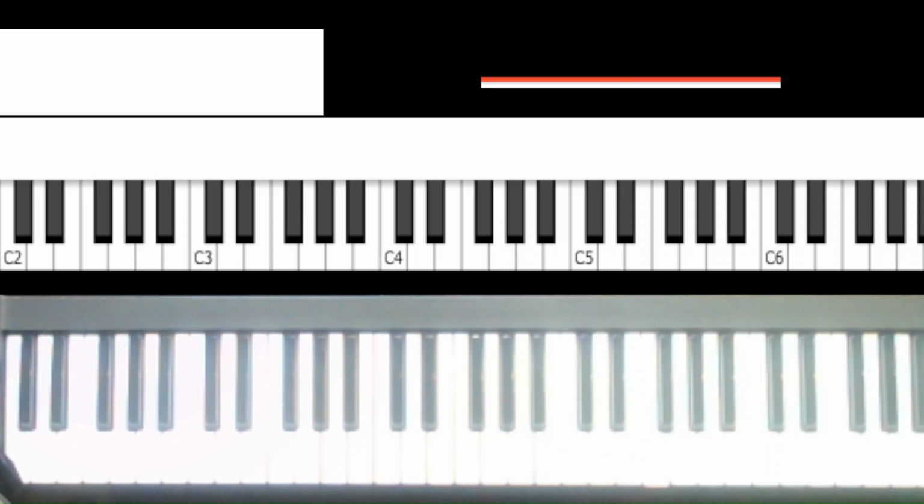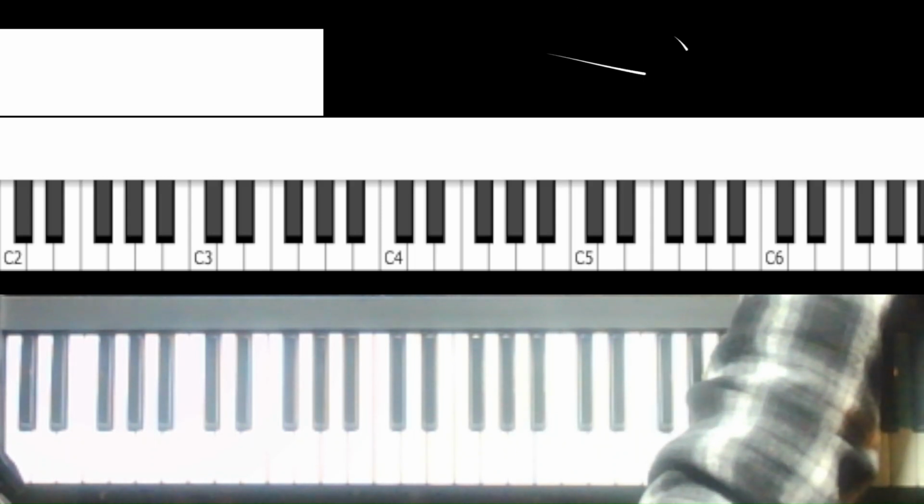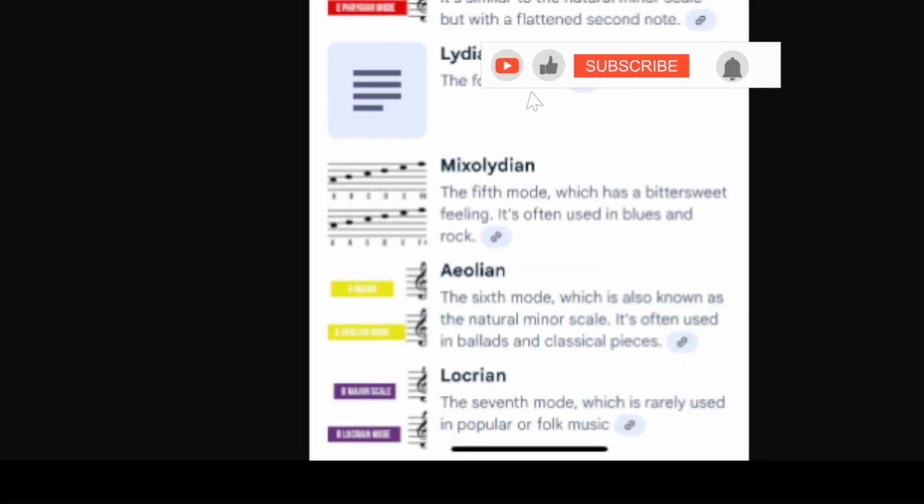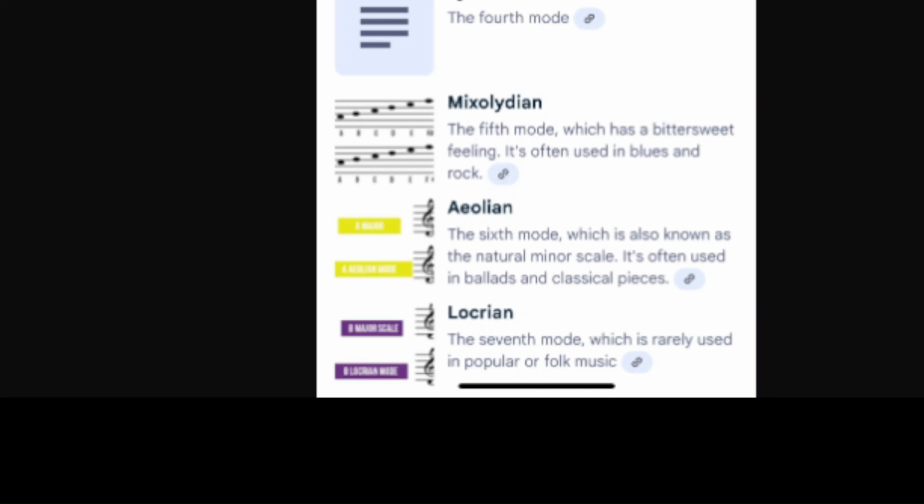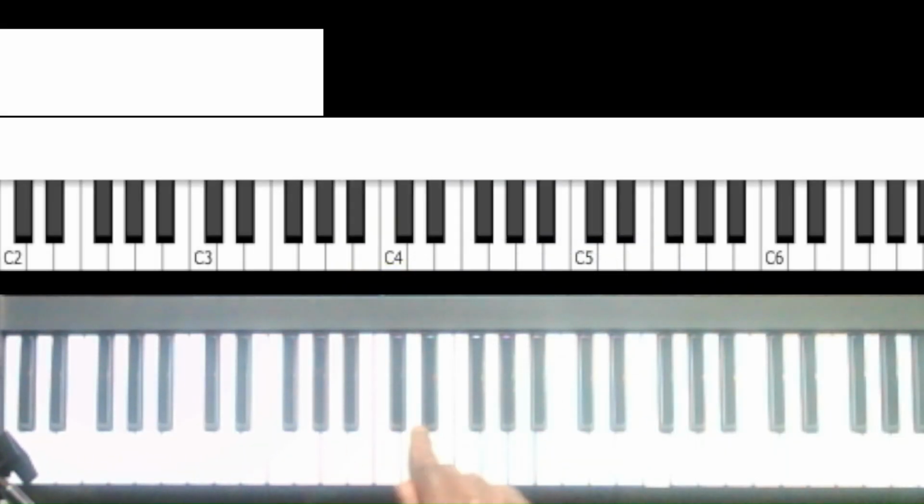Then the next one is going to be our Aeolian, the 6th mode, which is also known as the natural minor scale. It's often used in ballads and classical pieces. So it's a minor, so it's going to start on the 6th tone. And the 6th tone in the key of C would be A. 1, 2, 3, 4, 5, 6. So the 6th tone would be A. So we'll start on A.